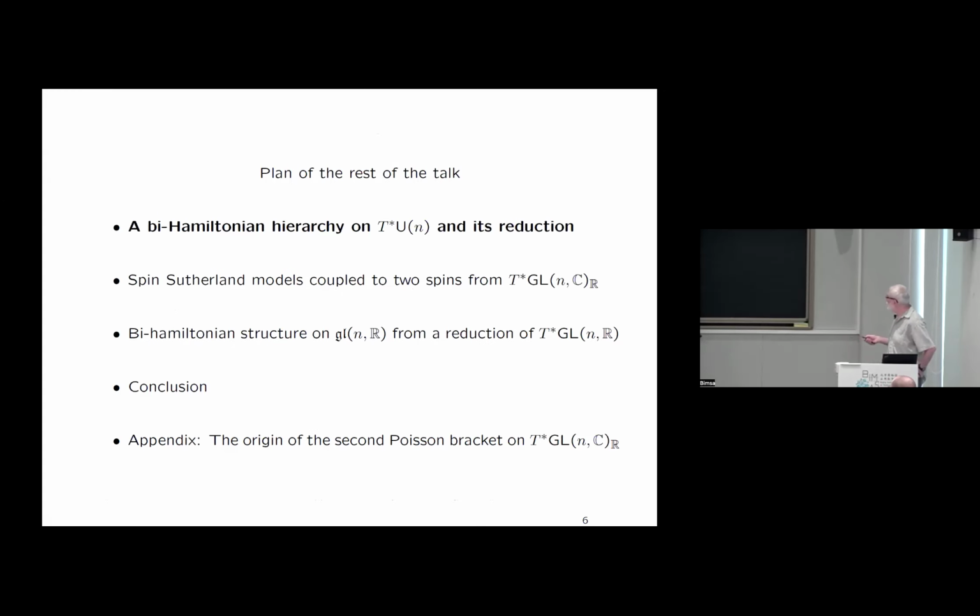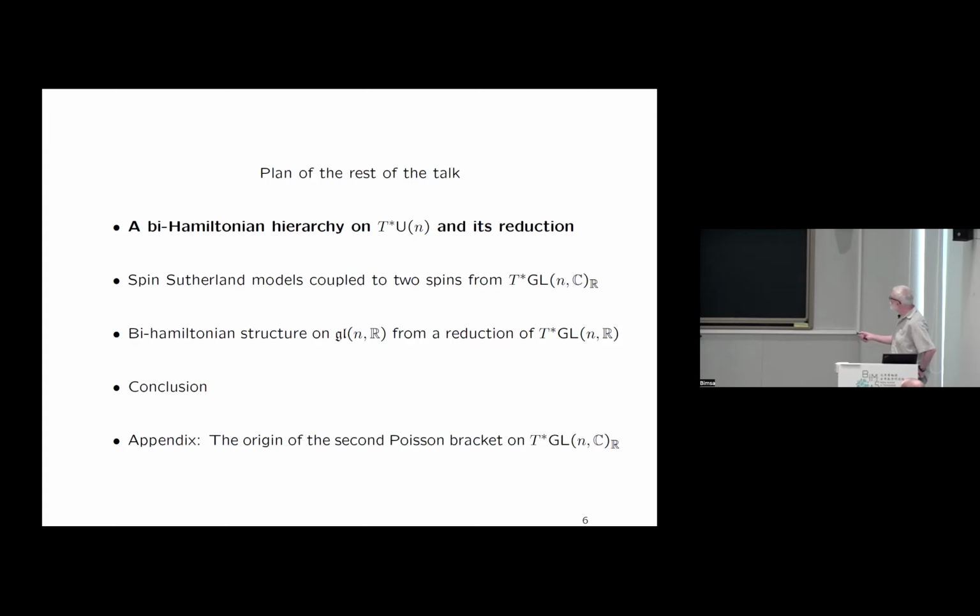Now, the plan of my talk is here. I will spend some time on the first example, which has to do with the spin-Sutherland model, which I showed on the first slide, which comes from reduction of the cotangent bundle of U(N). But I will put a Bi-Hamiltonian structure on the cotangent bundle of U(N) and reduce that. And then, depending on how quickly I proceed, I will talk about two other examples with similar construction.